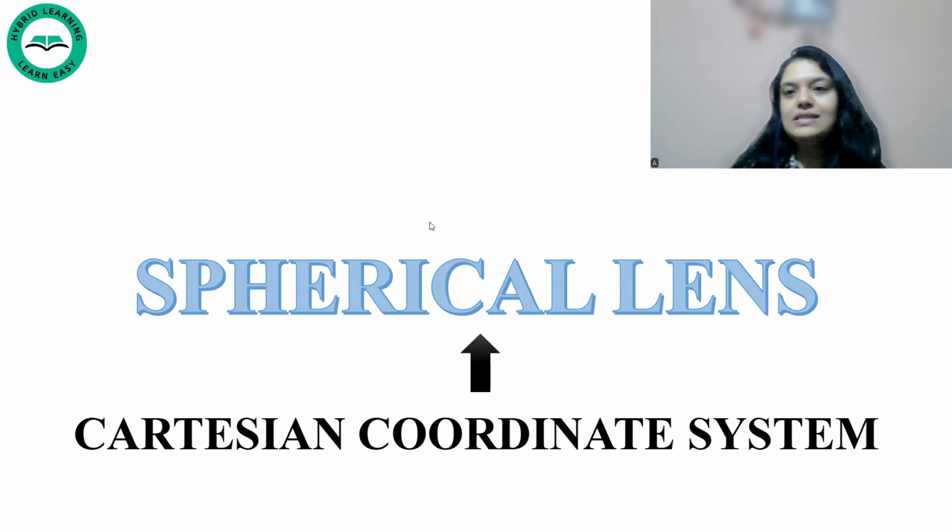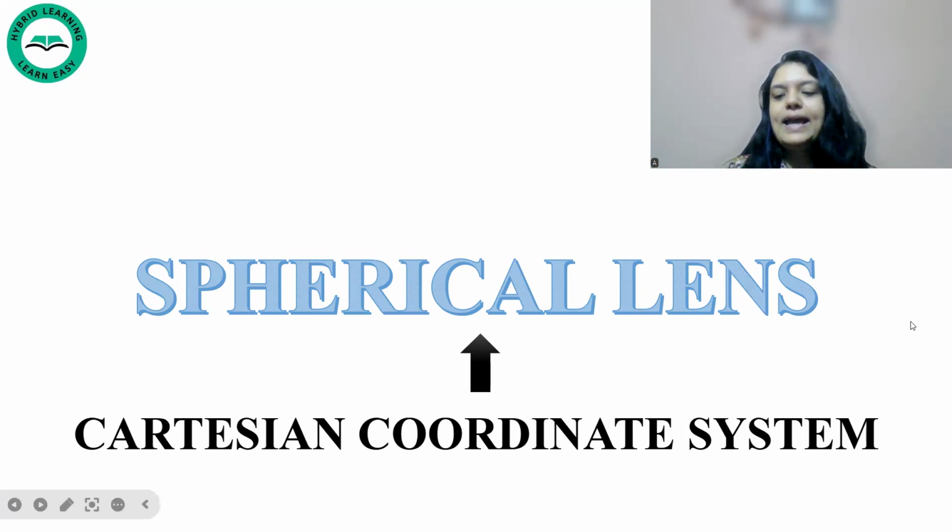Now, the point is this Cartesian coordinate system is for both mirror and the lens. Okay, so if you are learning it for the mirror, you are going to learn it for the lens because both of them it's the same basically. So you're going to apply it for both. Okay, so let's understand it.